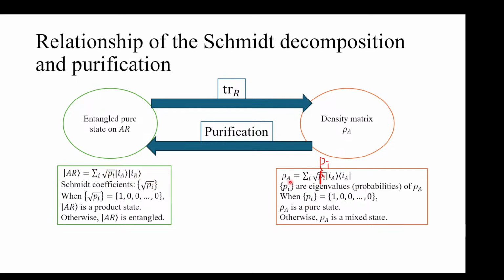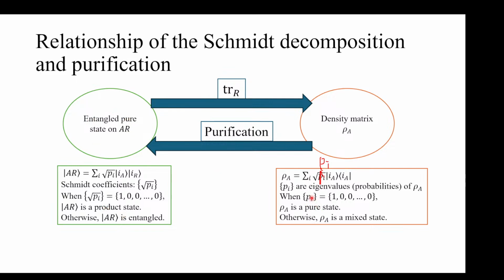And on this part, we see that the square of the Schmidt coefficients are the eigenvalues of rho A, and it's also like the probabilities of different ensemble states of rho A. When the square root of pi is very concentrated, so if only one of them is 1 and all others are 0, then AR will be a product state. Meaning it's some pure state on A tensor another pure state on R.